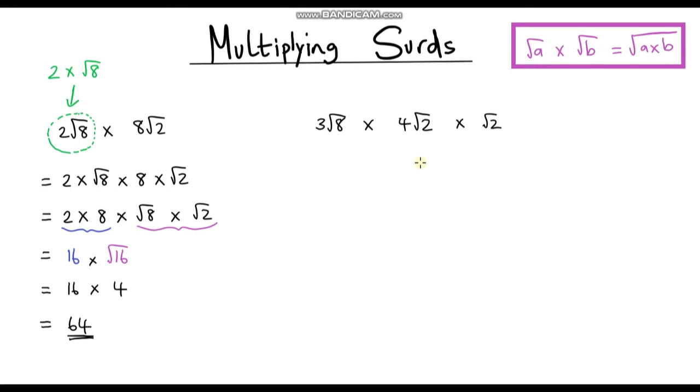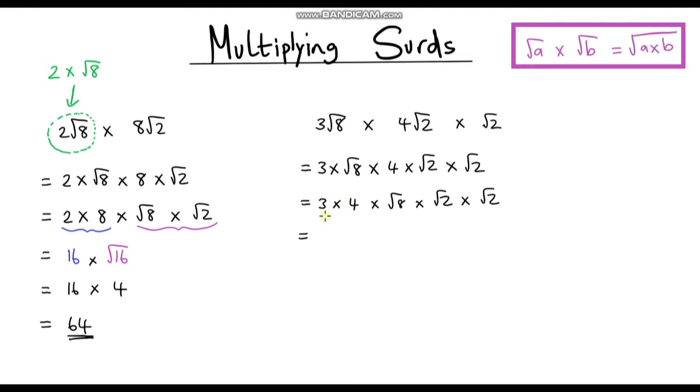Okay, I've got another example to go through now. So this one's a bit longer, but we're going to apply the same process as before. So we've got 3 root 8. We can just write that as 3 multiplied by root 8. And then we're going to multiply that by 4. And then multiplied by root 2. And then multiplied by another root 2. So we're going to group the numbers together first and then group the surds together. So if we group the numbers together, we've got 3 times 4. Those are the numbers. And then we're going to multiply by root 8. And then times root 2. And then times that root 2.